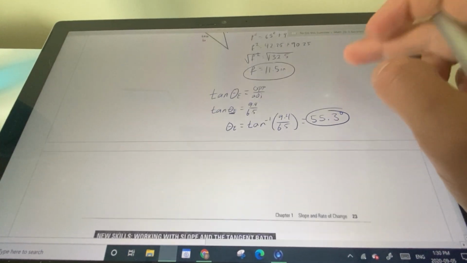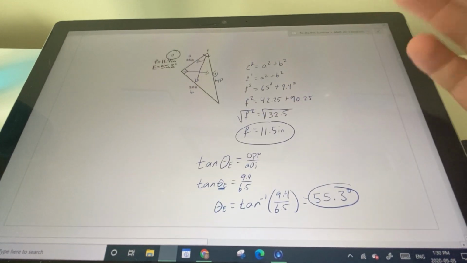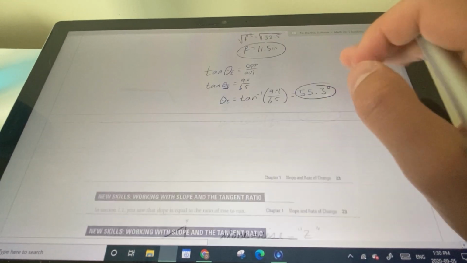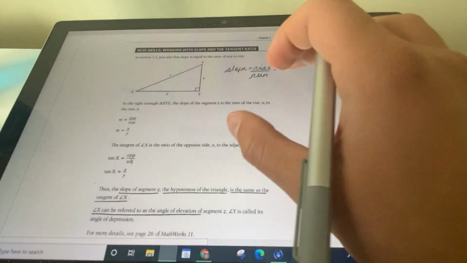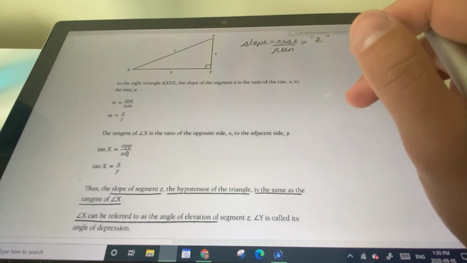Okay? So make sure you copy this down. If anything was confusing, rewind it, or you can come ask questions. Now we know how to deal with slope. Okay, slope equals rise over run.